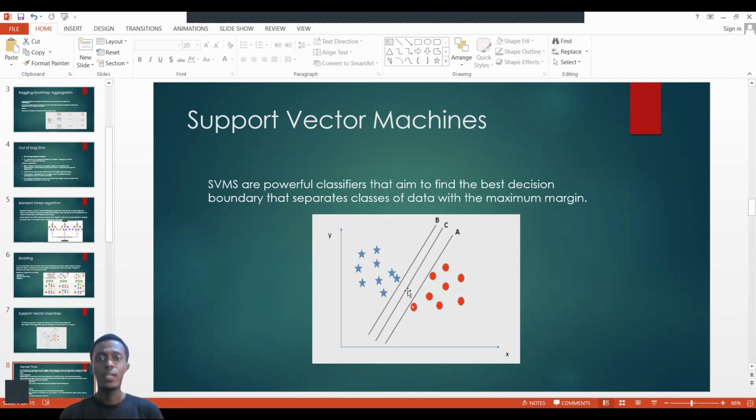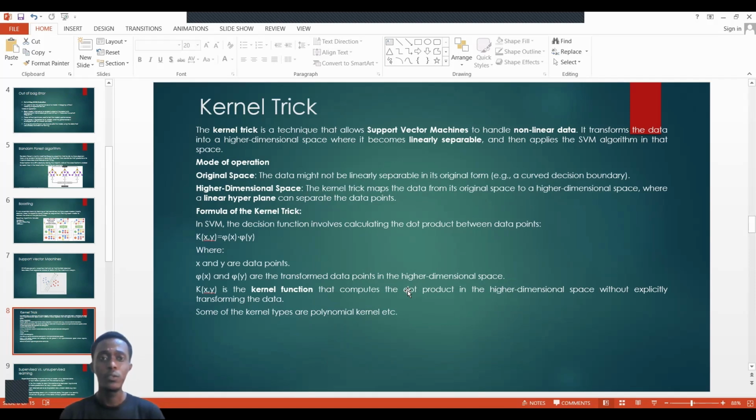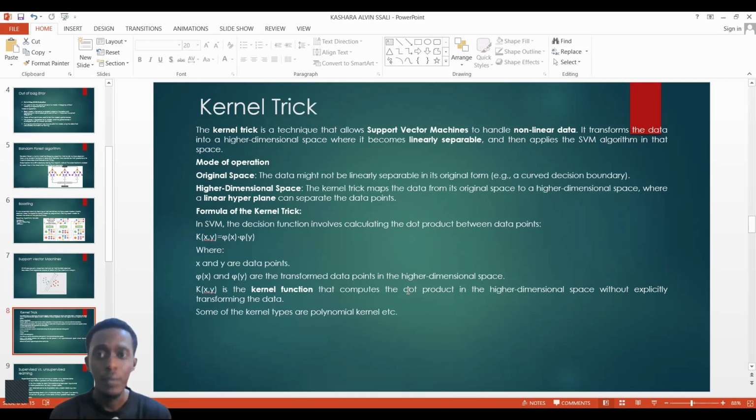Then there's a technique called the kernel trick. Data can be of many types, linear and nonlinear. But when we want to use SVMs to handle nonlinear data, we use the kernel trick. The kernel trick helps transform the data into a higher-dimensional space, and this helps it become linear and separable. And when it's linear and separable, we can use our support vector machines.